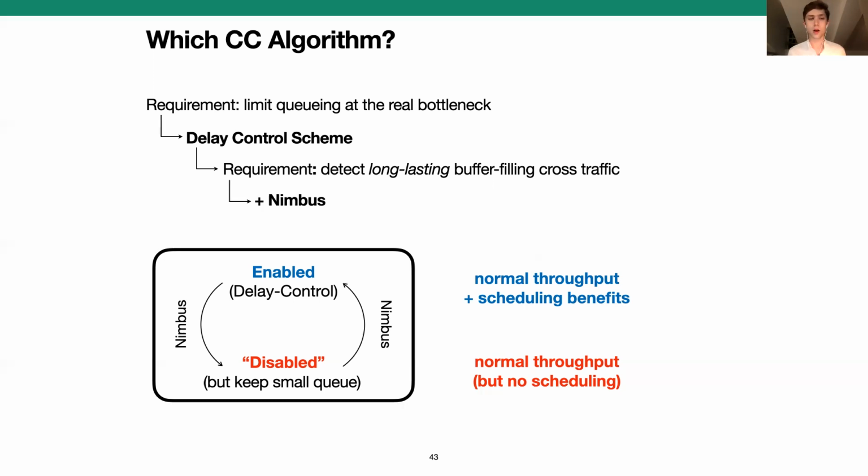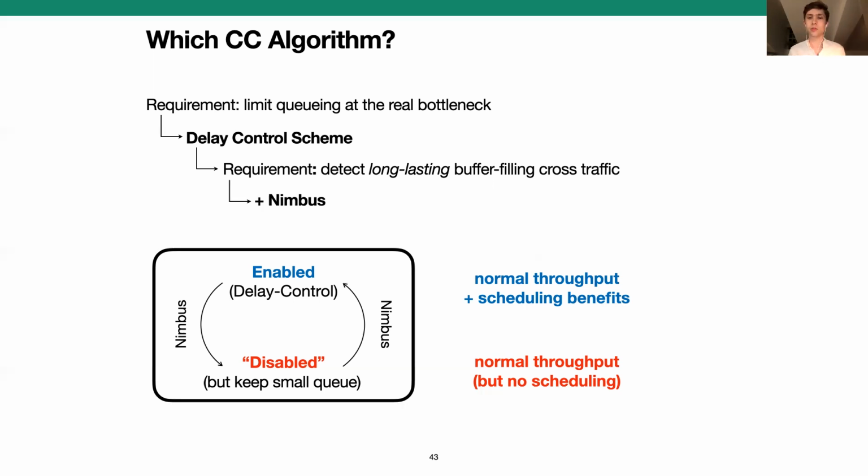Whenever Nimbus detects long-lasting buffer filling cross traffic, Bundler temporarily disables its rate limiter and allows the bundled traffic to compete with the cross traffic as it would have normally. This gives up the ability to schedule, but it ensures that the bundled traffic achieves the same throughput in aggregate that it would have without bundling. Once Nimbus detects that the cross traffic has left, we re-enable the rate limiter and we regain the ability to schedule again. Now, in reality, we don't completely disable the rate limiter.